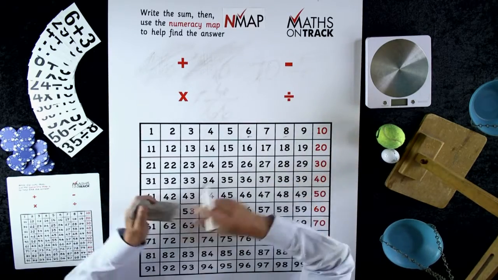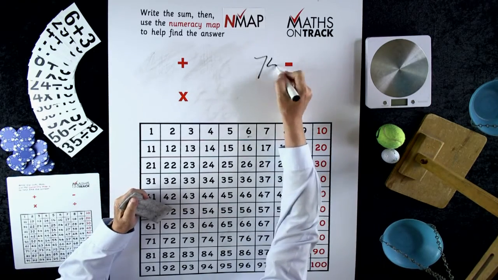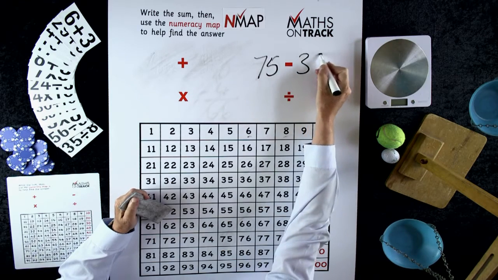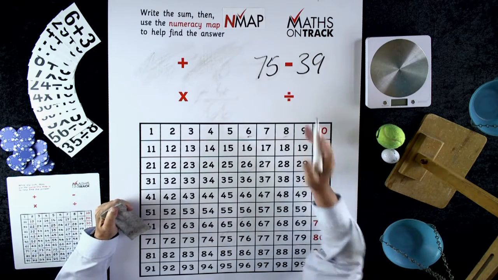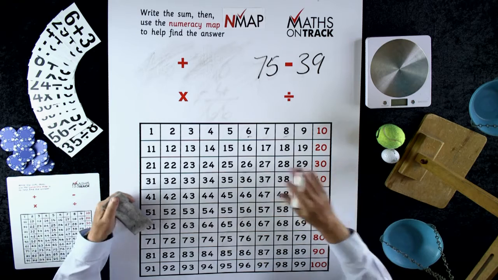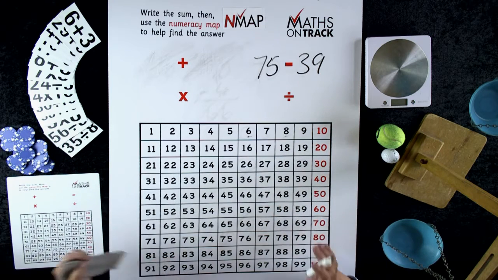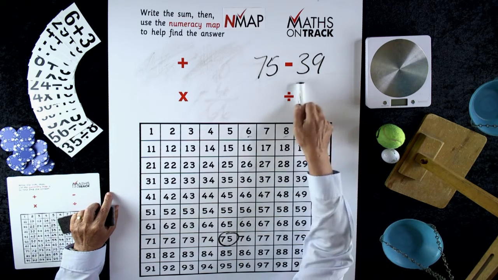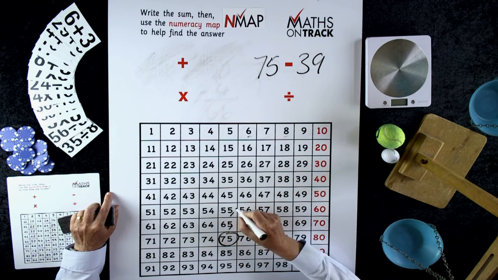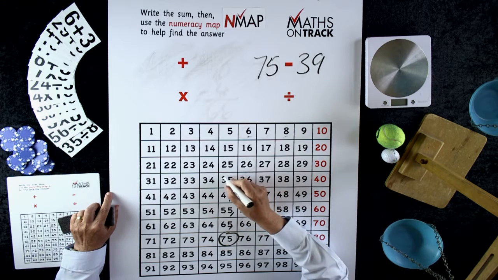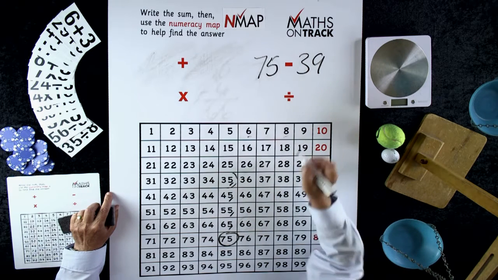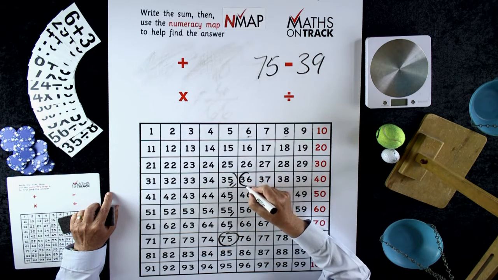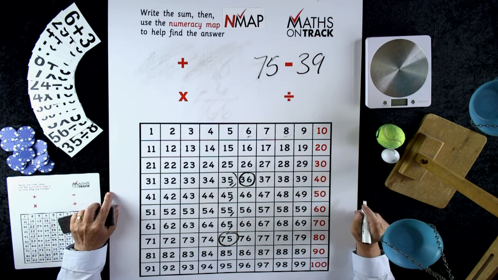Things like, for instance, 75 take away 39. A kind of sum that a lot of children would struggle with. But if they have the numeracy map in their head, it's much easier. So we have 75. 39 is nearly 40, so take 10, take 20, take 30, take 40. That was too much, but it's only 39, so we have to put 1 back on. So I think the answer should be 36.